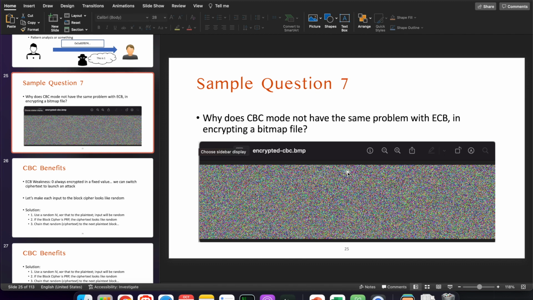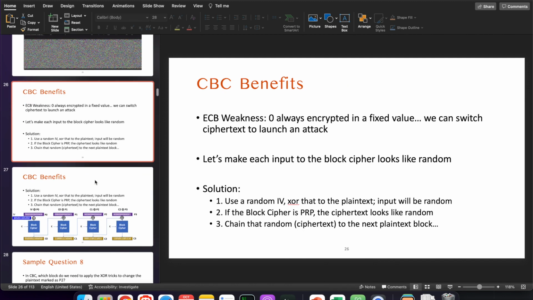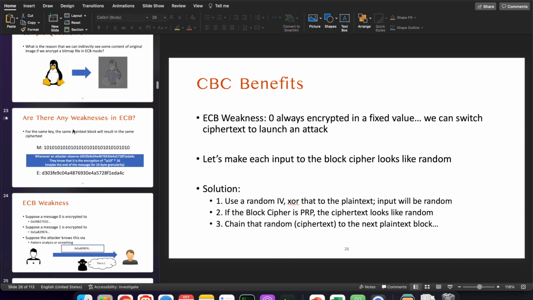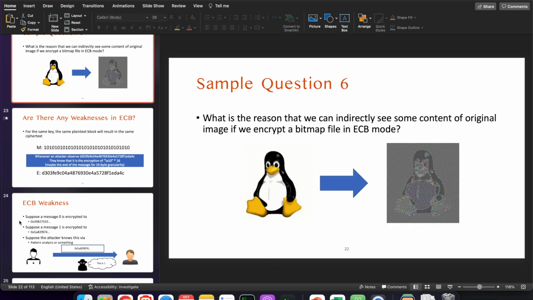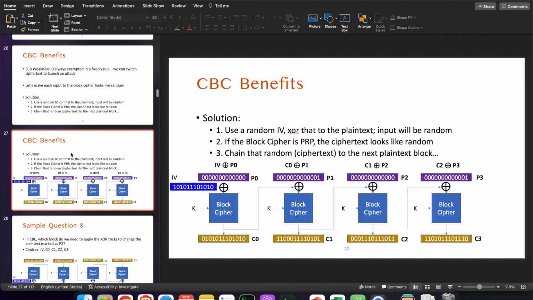To that end, CBC is designed to kill the weaknesses of the ECB. Please study how and why CBC does not suffer the same problem as the ECB. The important part is having a random IV and then feeding the random-looking ciphertext to the next plaintext block and so on.